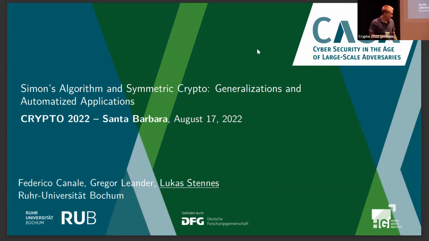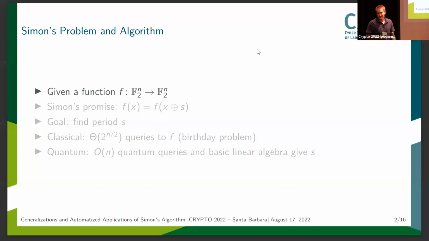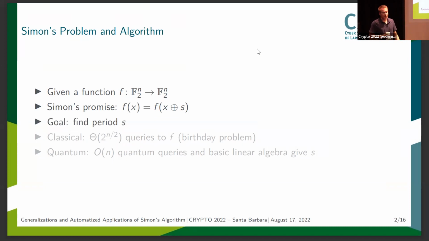I want to start by explaining what Simon's algorithm is. Simon's algorithm is a quantum algorithm that solves a rather specific problem, namely Simon's problem. For Simon's problem, you are given a function f that maps n bits to n bits. And you are promised that the function is such that there is a secret period s, and that means that f of x is equal to f of x XOR s for all x. And now the goal is to find the period s.